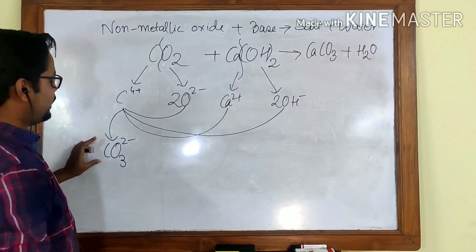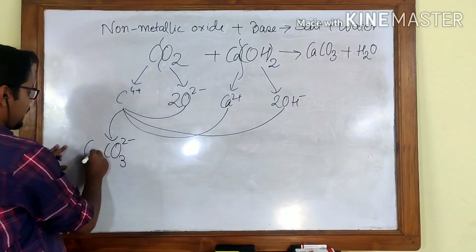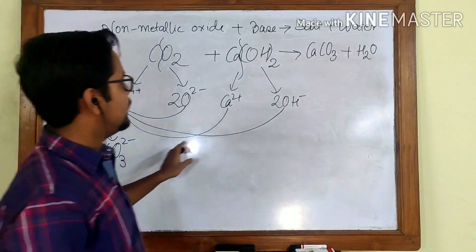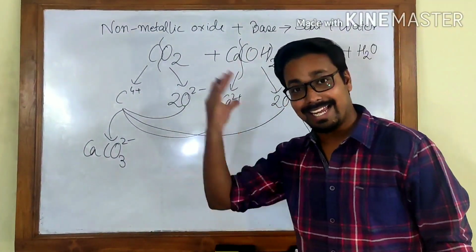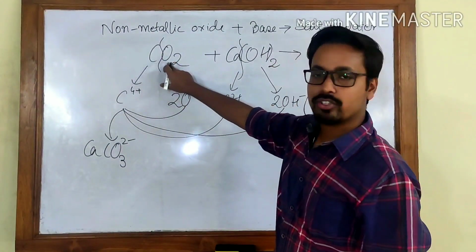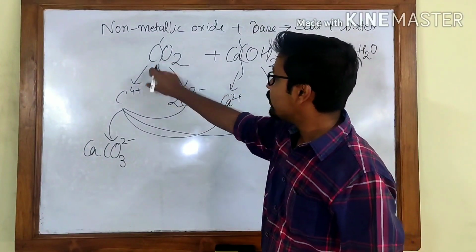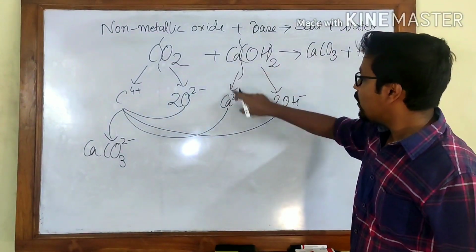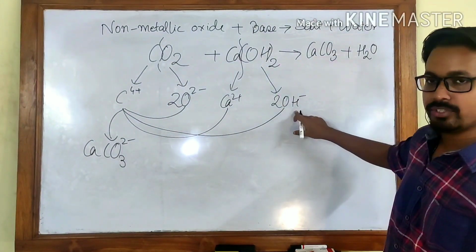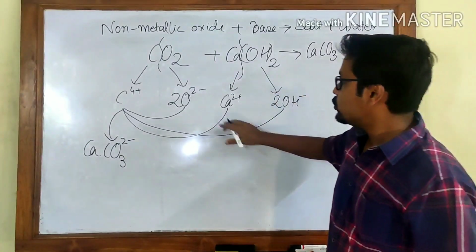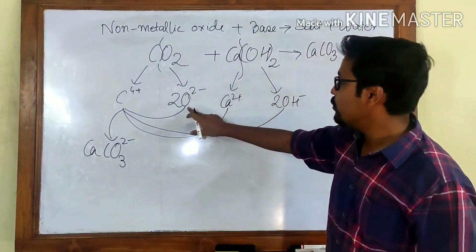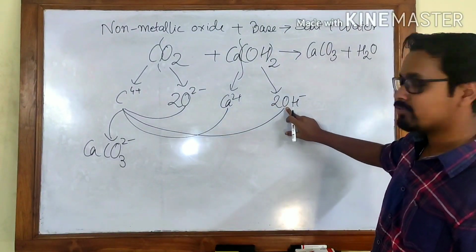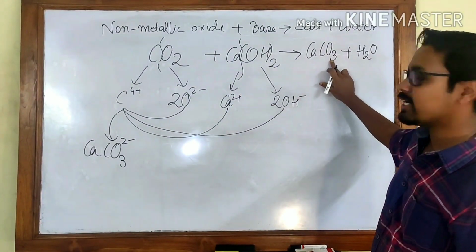Okay, calcium carbonate, and with it calcium will bind, so we get calcium carbonate. Okay, let me repeat this again. We have carbon dioxide, two oxygen ions and one carbon ion, one calcium and two hydroxide ions. So we will have the calcium here, we will have the carbon here, and we will take two oxygen from here and one oxygen from here. Okay, so we will get the carbonate.